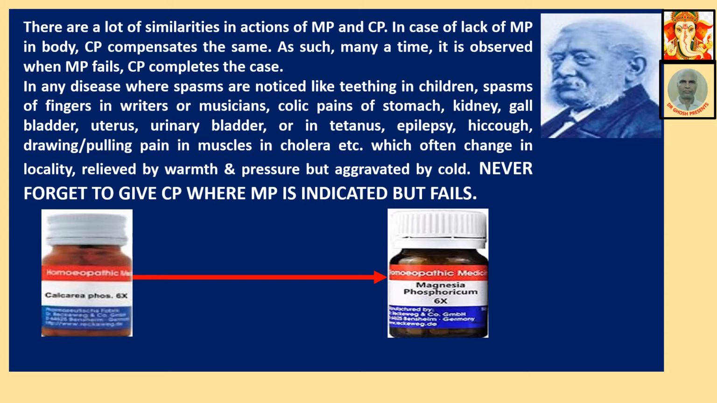There are a lot of similarities in actions of Mag Phos and Calcarea Phos. In case of lack of MP in the body, CP compensates the same. As such, many times it is observed that when MP fails, CP completes the case. In any disease where spasms are noticed, like teething in children, spasms of fingers in writers and musicians, colic pains of stomach, kidney, gallbladder, uterus, urinary bladder, and in tetanus, epilepsy, hiccup, drawing, pulling pain in muscles, in cholera, etc., which often change in locality, relieved by warmth and pressure, but aggravated by cold.